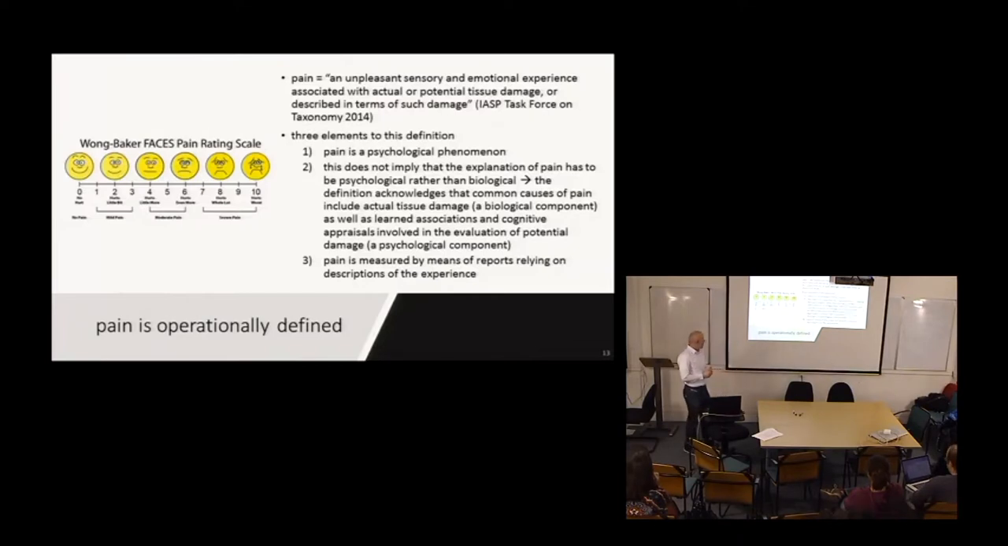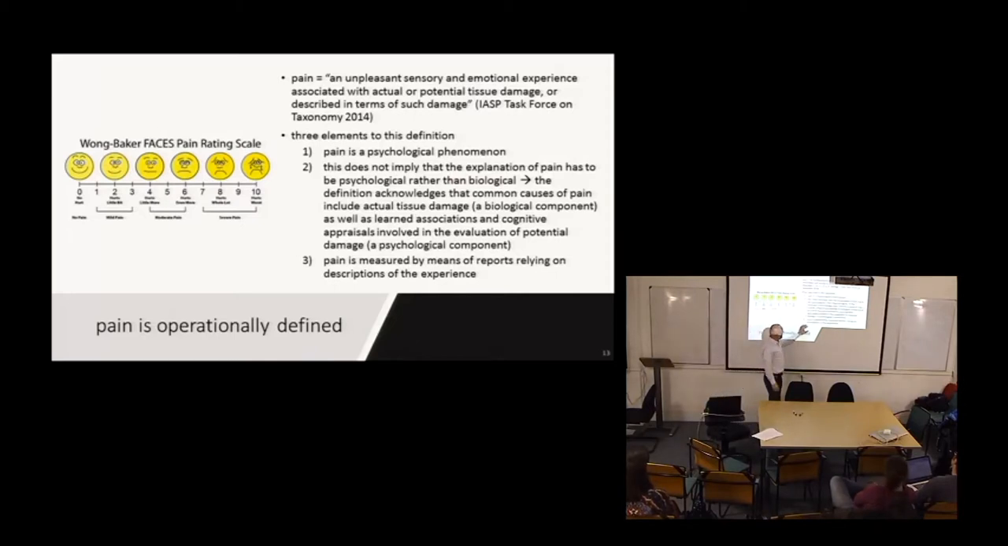So why are we saying that? Well, if we look at the definition, this is the official definition of pain. Pain is defined as an unpleasant sensory and emotional experience associated with actual or potential tissue damage, or described in terms of such damage. So there's three elements to this definition. This definition was constructed starting from these three elements. The first one is that pain is a psychological phenomenon. So this is kind of a rejection of behaviorism. So there is a mental state, and that is pain.